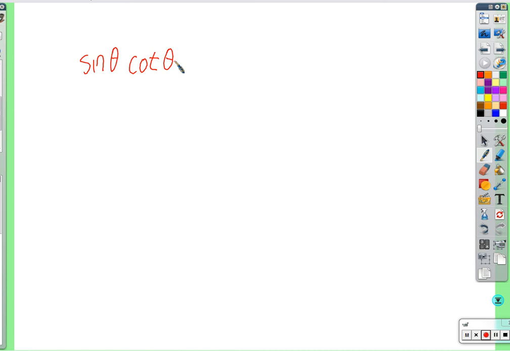Okay. So one of my suggestions is to rewrite using sine and cosine. Here's what I mean by that. I don't need to rewrite this in terms of sine and cosine. It already is sine. But this one, how can I write cotangent in terms of sine and cosine? Cosine over sine. Cosine over sine was on that first page. Reference if you don't remember.